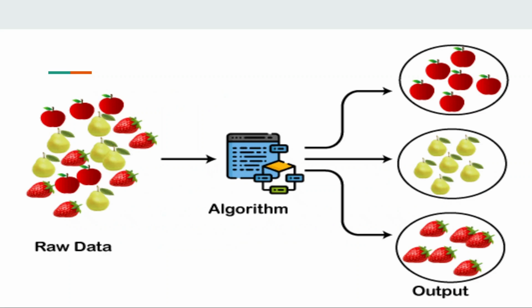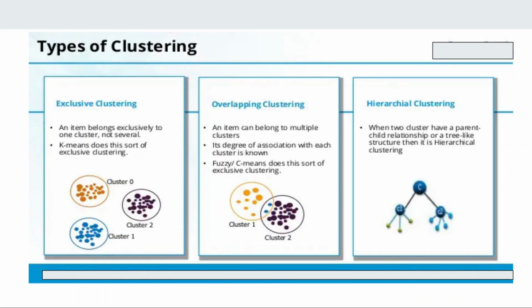Now here's a pictorial definition of what clustering is. In the raw data, we have a cluster of fruits. We run an algorithm through it and then it has given us separated output. We have separated clusters of apples, pears and strawberries. Now there are broadly three types of clustering, that is exclusive clustering, overlapping clustering and hierarchical clustering.